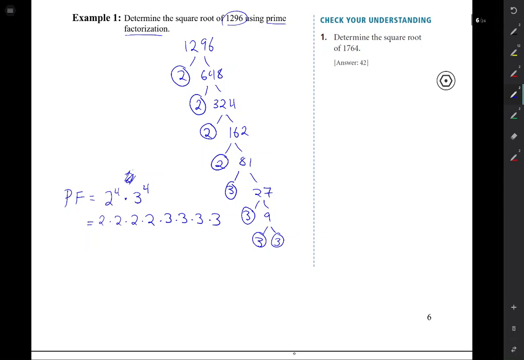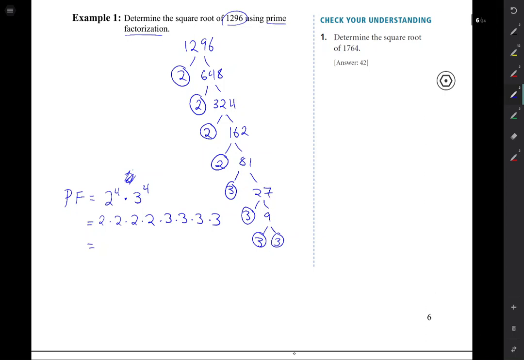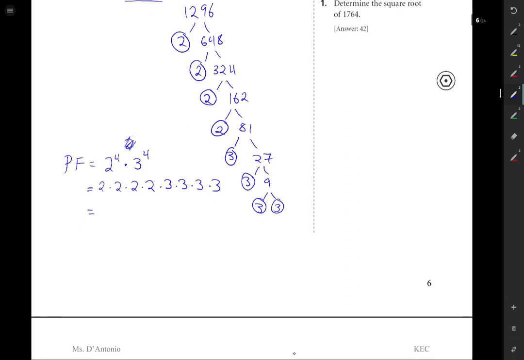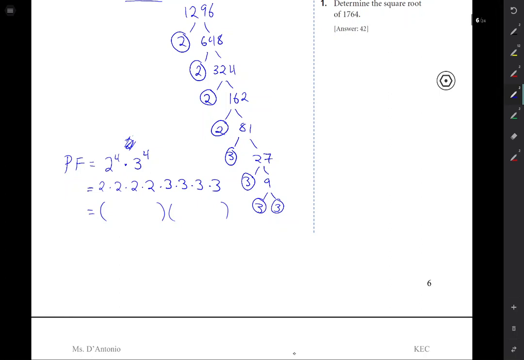Now the next step we're going to do is we're going to group up all of these numbers in the prime factorization so that they're in 2 equal groups. And what I mean by that is each group has to have the same amount of each number. So to split those up here, I'm going to do 2 sets of brackets, and we need to place the same numbers and the same amount of those numbers in each set of brackets. So let's start with the 2's.